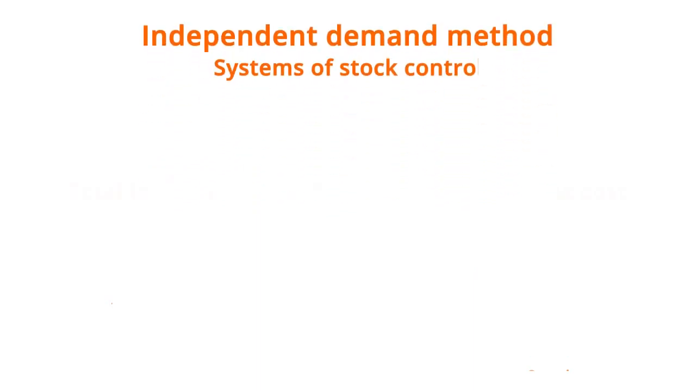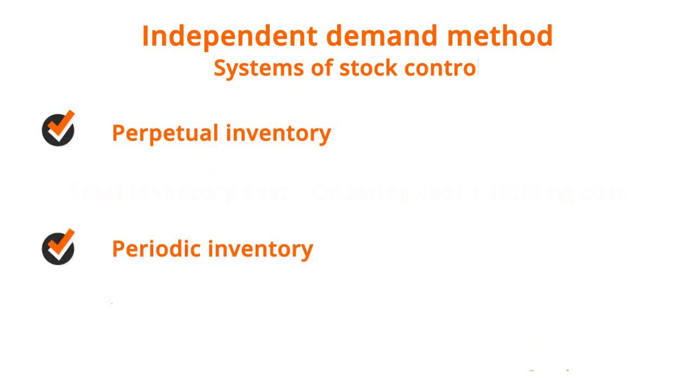So now let's take a look at the independent demand method. There are two typical systems of stock control: the perpetual inventory and the periodic inventory. What is the perpetual inventory?